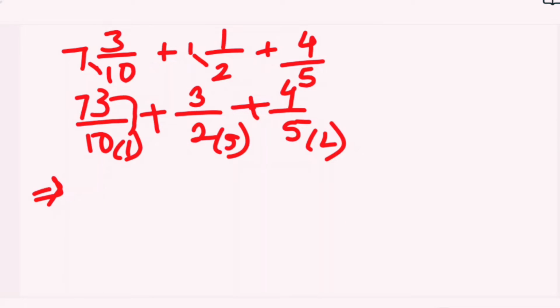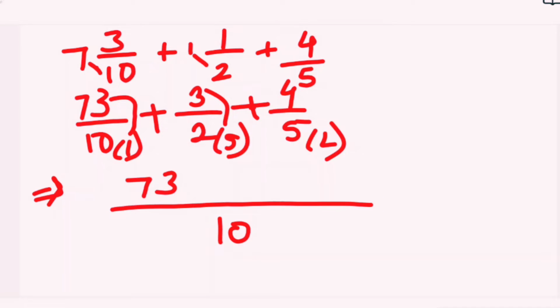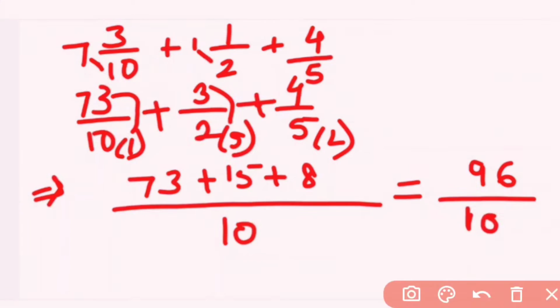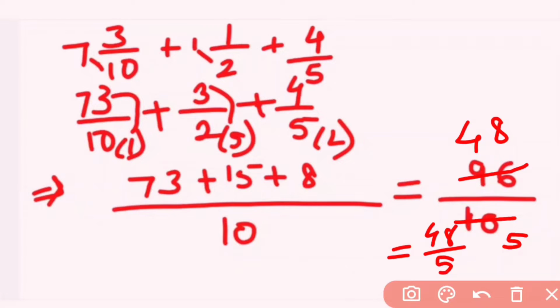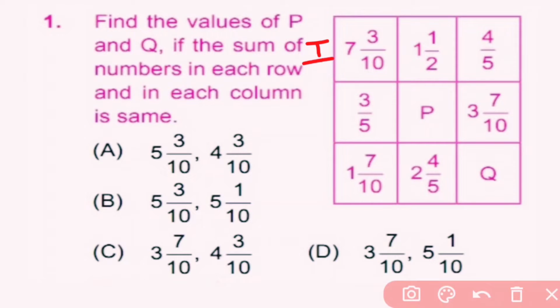So 73 into 1 is 73 and 10 into 1 is 10. 3 into 5 is 15 and 2 into 5 is 10, and 4 into 2 is 8. Now their sum is 73 plus 15 plus 8, that is 96 by 10. Here 2 fives are 10 and 2 fours are 8, 1 remaining, and 2 eights are 16. So it gives 48 by 5. Now we have the sum of the first row, which is equal to 48 by 5.